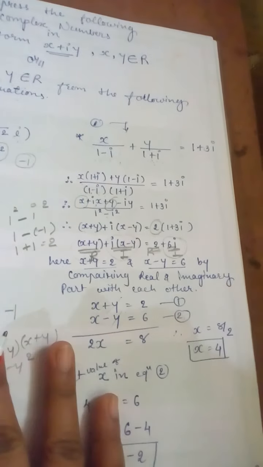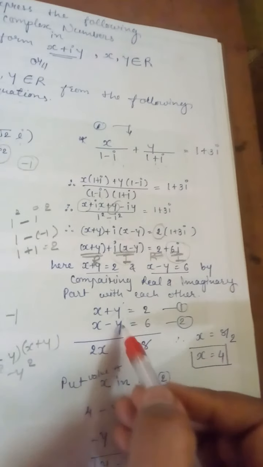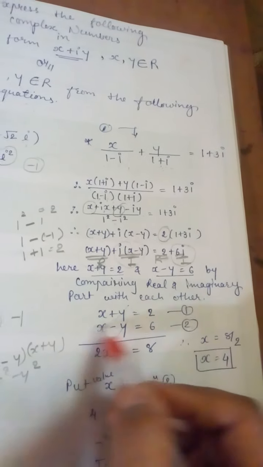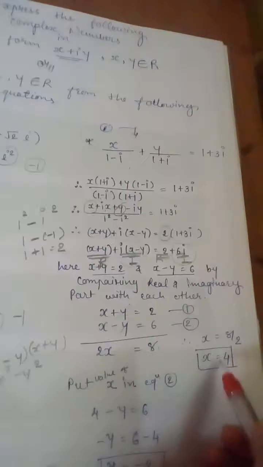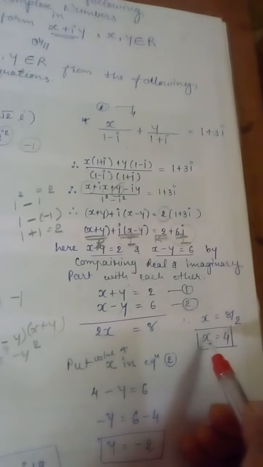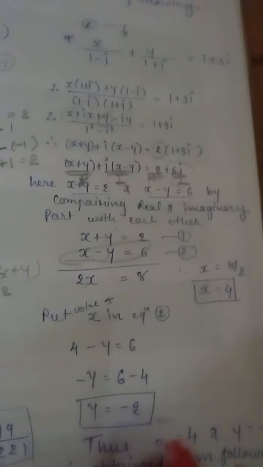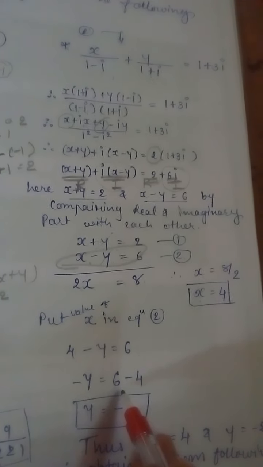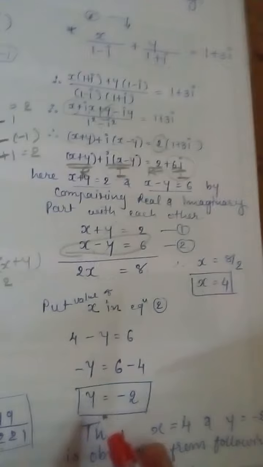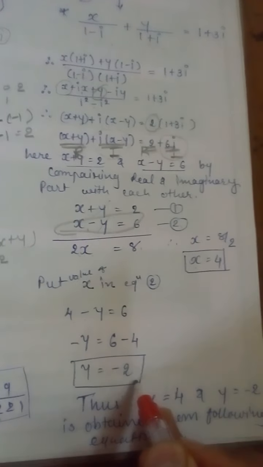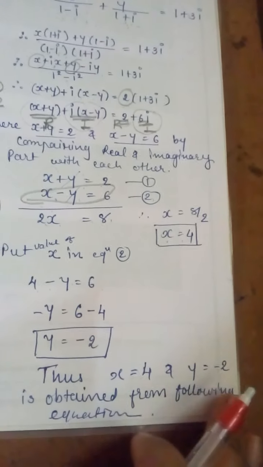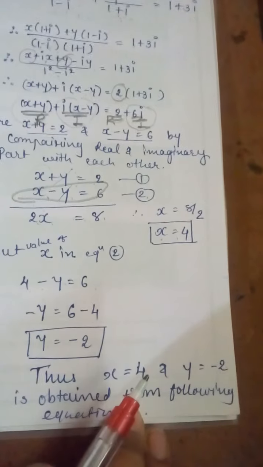Now if we add both the equations, the y terms will cancel and we will get 2x is equal to 8, so x is equal to 4. And if we put this x value in the second equation, 4 minus y is equal to 6, and minus y is equal to 6 minus 4. So the answer is y is equal to minus 2. You need to write in this question: x is equal to 4 and y is equal to minus 2 are obtained from the following equation.